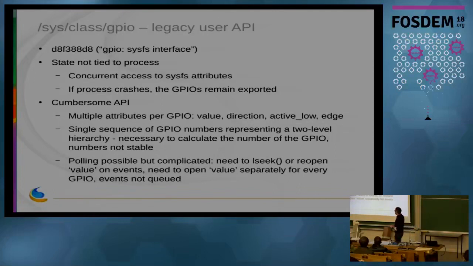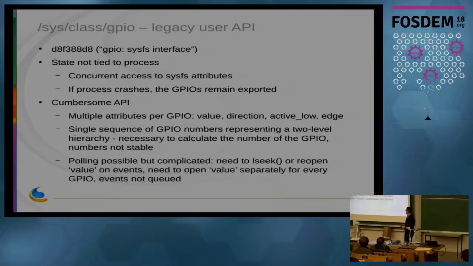Then the problem with this interface is that the SysFS interface is a user of the legacy GPIO API in the kernel, so it uses the single number space. So as a user from user space, you need to actually know the numbers that correspond with GPIO lines, and these numbers are not necessarily constant, because if you have a GPIO expander that you connect dynamically over I2C or USB, these numbers will be dynamically assigned.